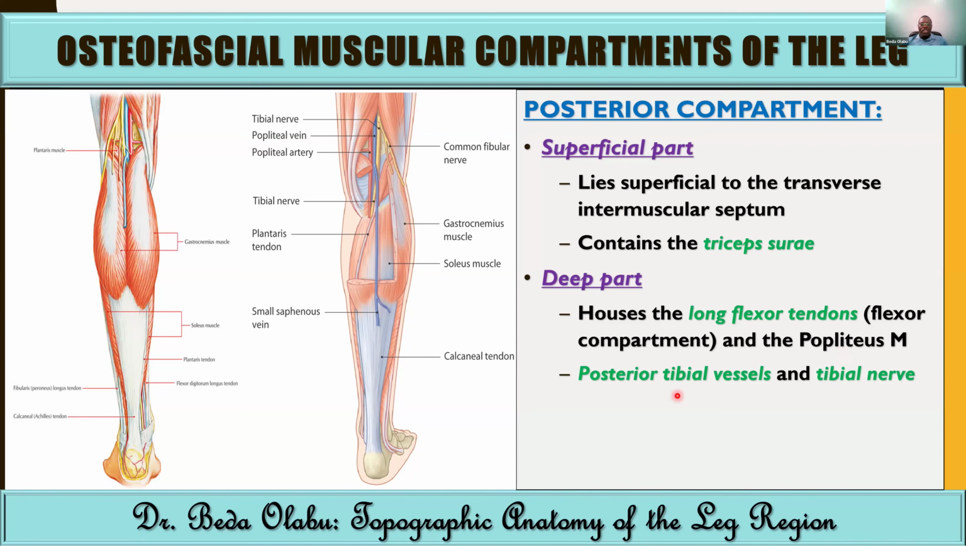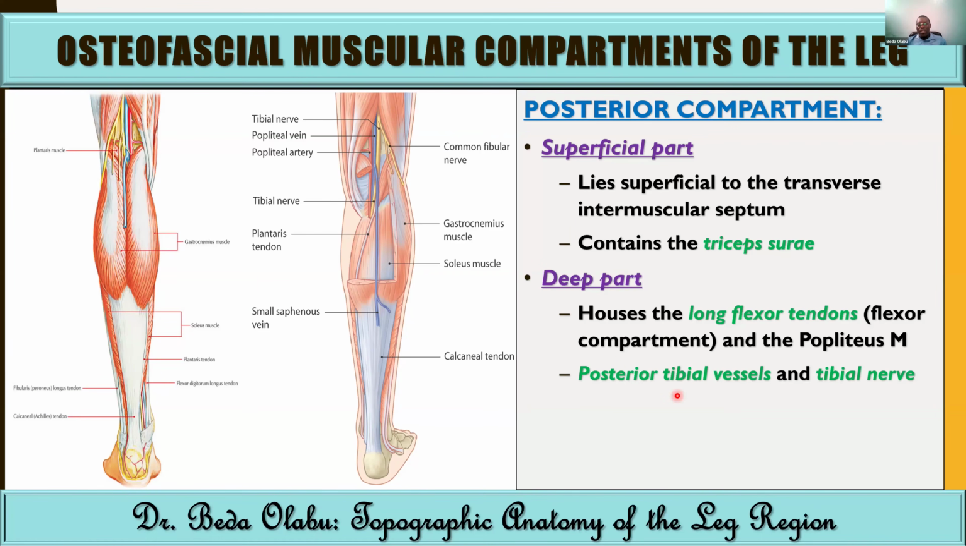The posterior tibial vessels are the continuation of the popliteal artery beyond the popliteal fossa. Basically, after the bifurcation, we have posterior tibial artery and anterior tibial. The posterior tibial artery gives several branches in the posterior leg.